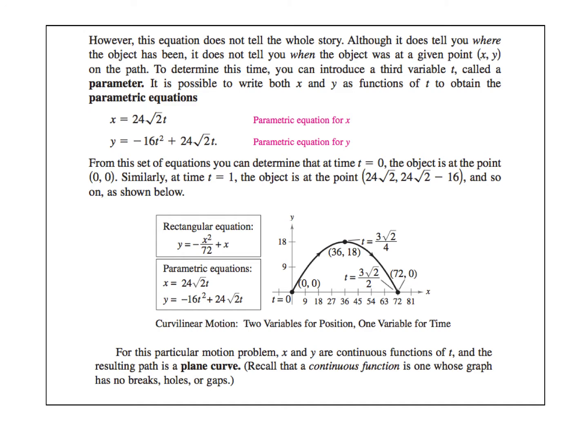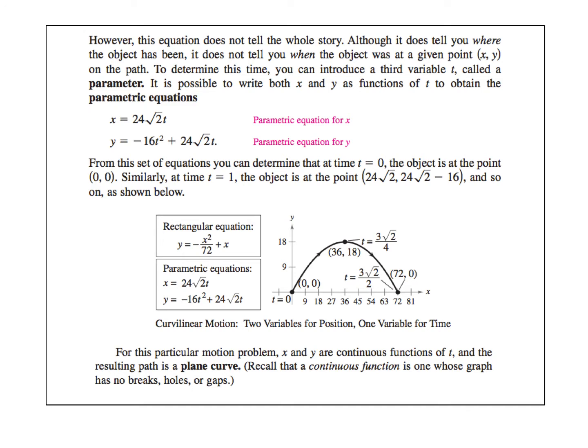We can write this as x is equal to 24 square root of 2 times t, and we'll look at how that happens. And then y is equal to negative 16t squared plus 24 root 2 t. So x and y with respect to time. We would then use values of t to input, and we can see that right here at time t equals 0, we start at 0, 0. And we move around when time is equal to 3 root 2 over 4, for example, or at 36, 18, etc. It gives us a direction, and it gives us a when answer to the question.